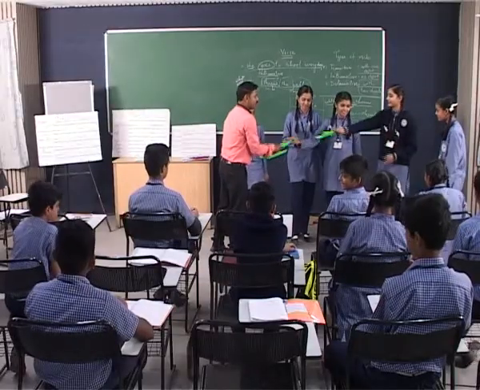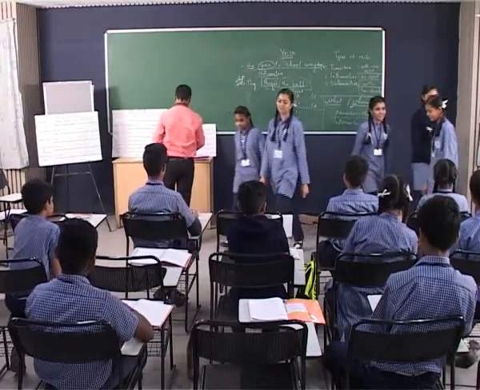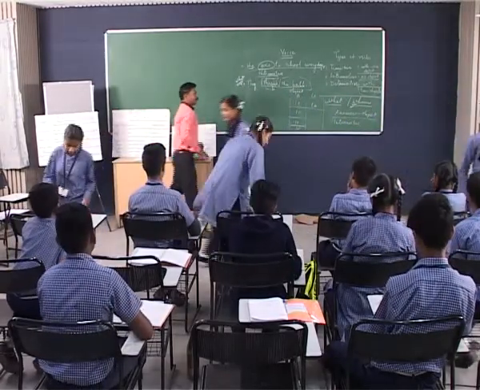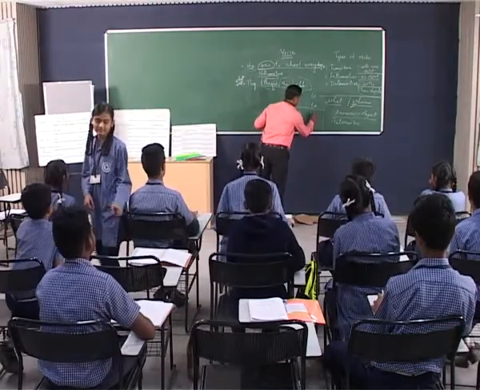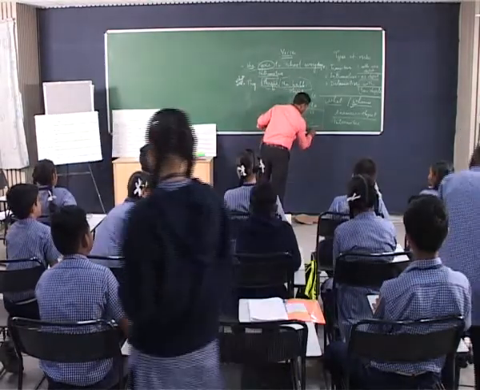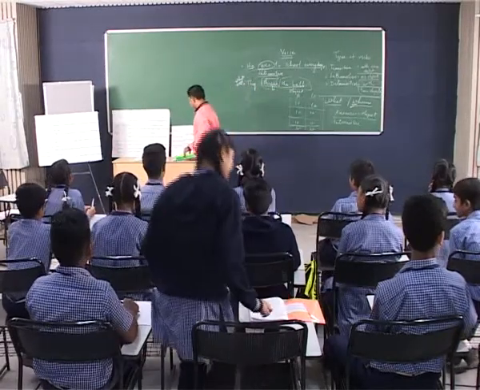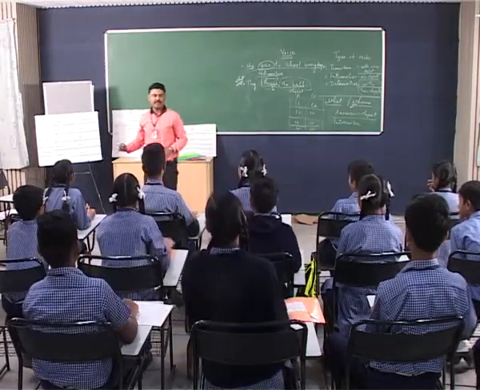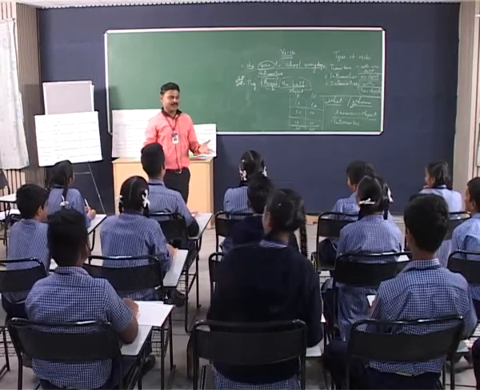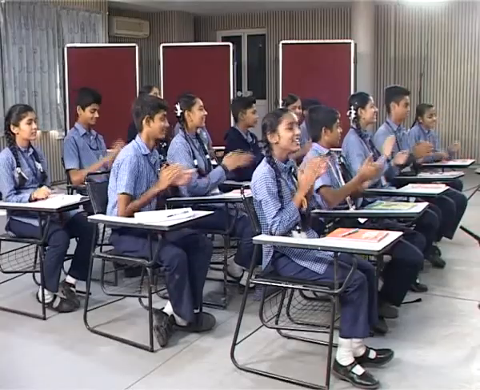Please go to your place. So here both are getting equal points. Boys are also getting 30 points. On the other hand, girls are also getting 30 points. That means all are equally clever, equally intelligent. Clap for yourself.